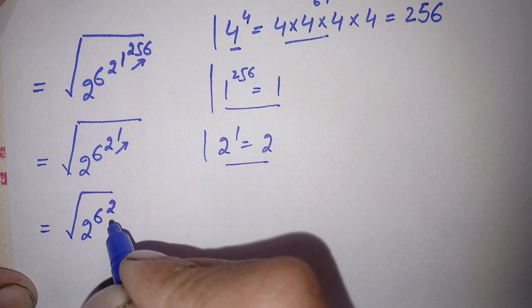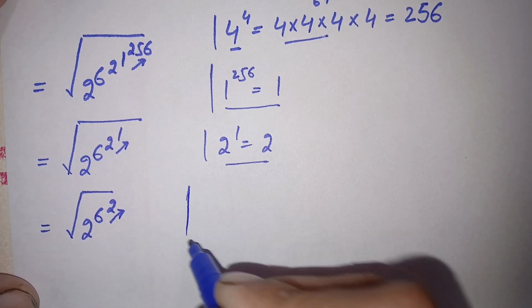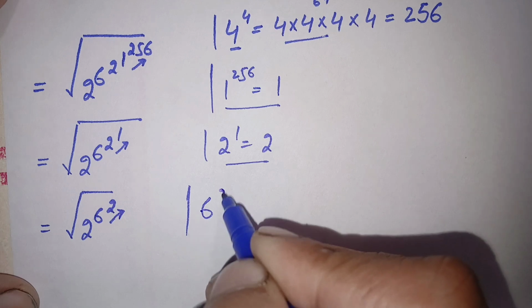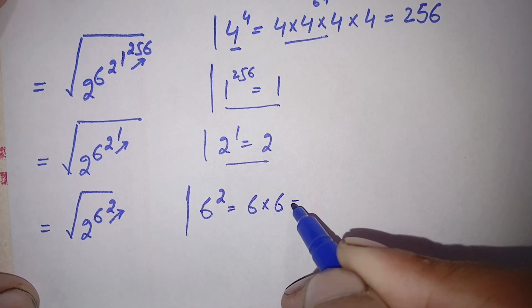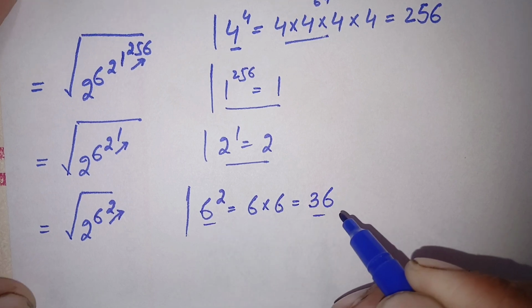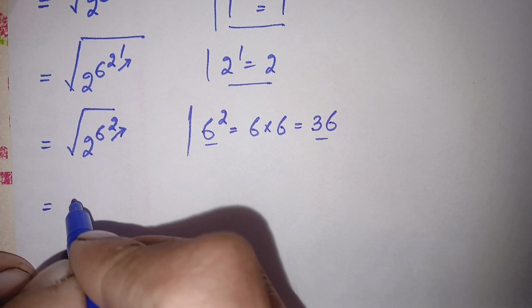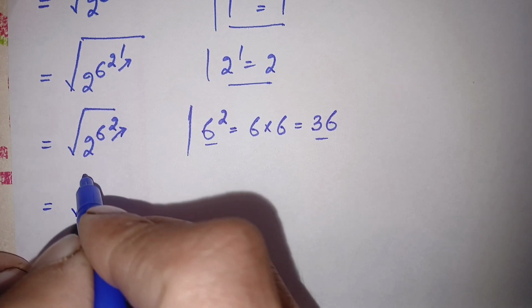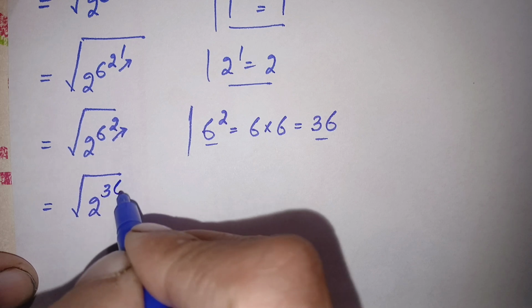Now in this step we will find out this power, 6 raised to power 2. 6 raised to power 2 is simply 6 times 6, which is 36. So here we will replace 6 square with 36. So this will become the whole square root of 2 raised to power 36.